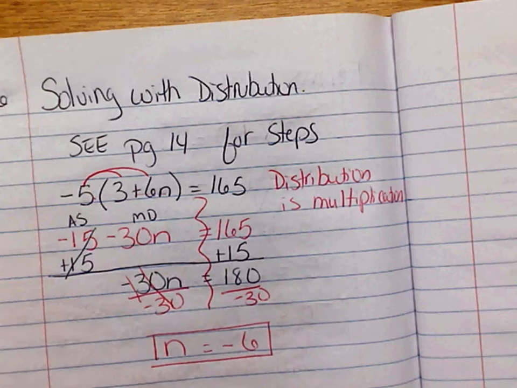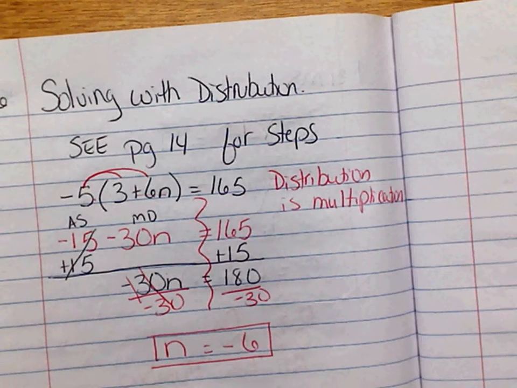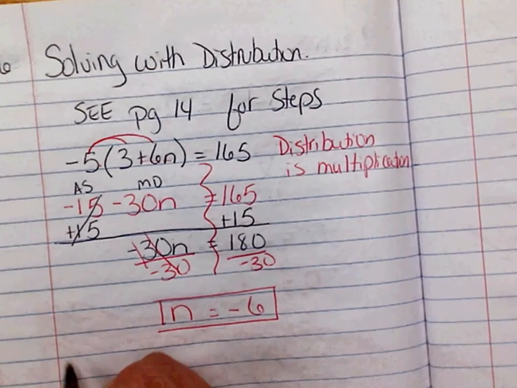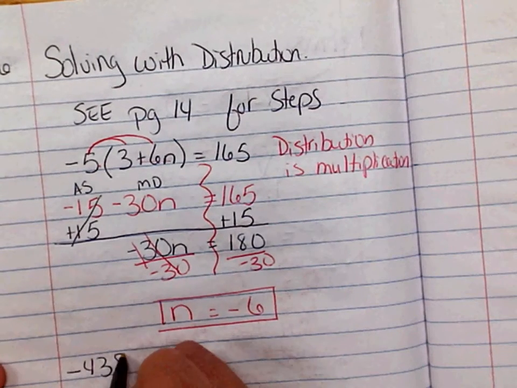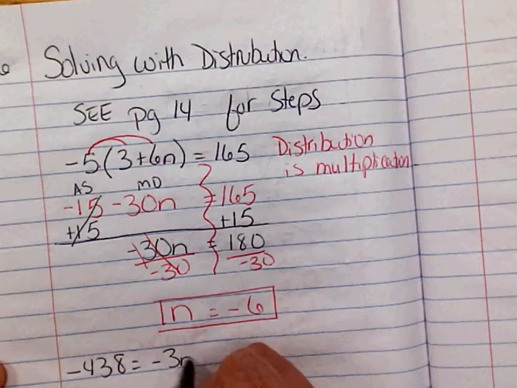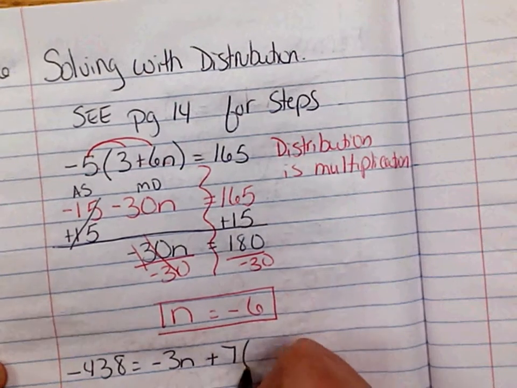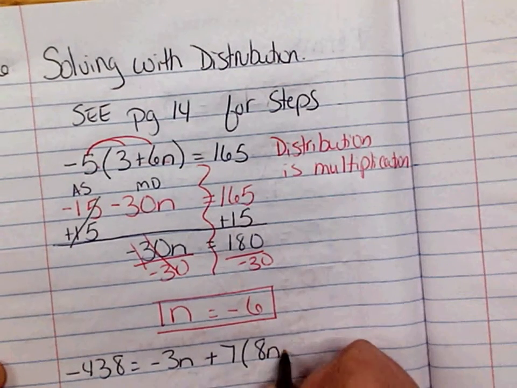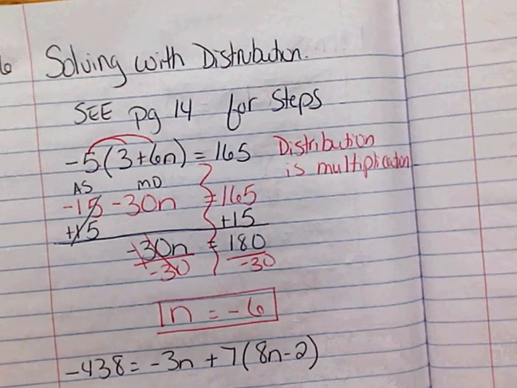All right. Yes. We have x there, don't we? If we get to it, yes. Okay. So -438 equals -3n plus 7 parentheses 8n minus 2 parentheses.